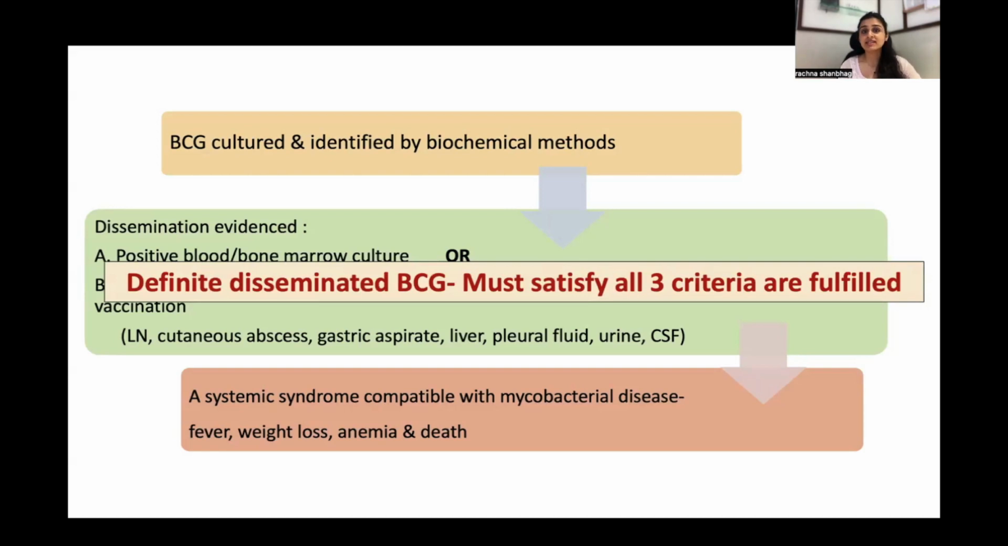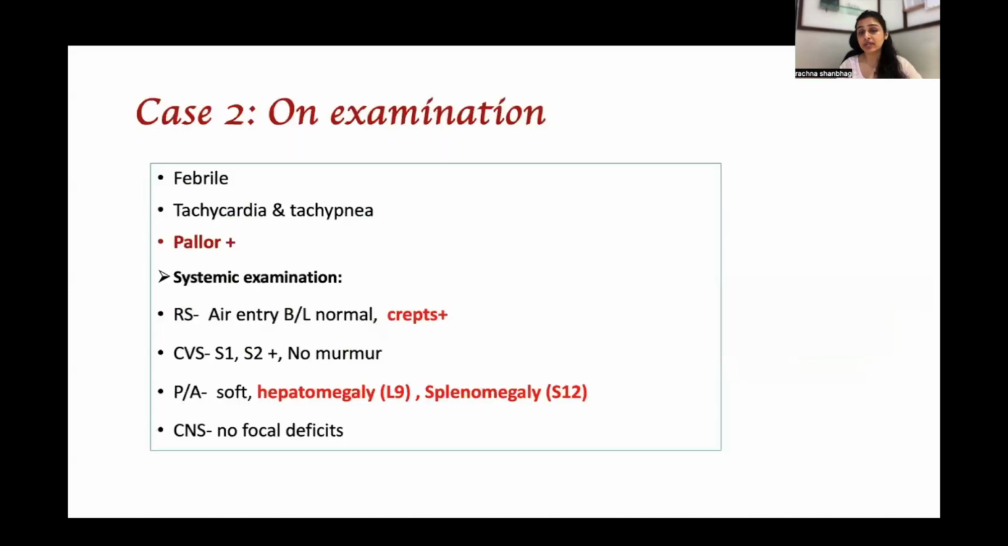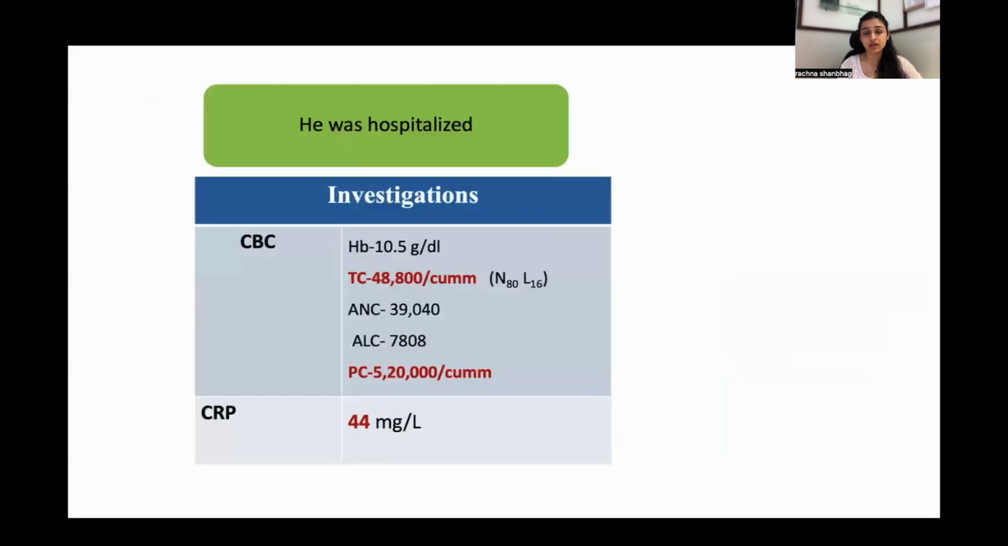So suspecting that the second child was not having a routine BCG adenitis, he was evaluated further. On examination, we find that he is febrile, has tachycardia and tachypnea along with pallor, and on systemic examination, he was found to have crepitations along with huge hepatosplenomegaly. He was immediately hospitalized and evaluated.